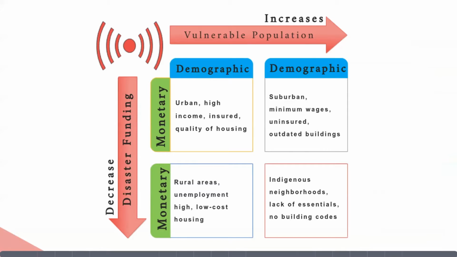Suburban areas are considered more vulnerable because the population exists on a minimum wage and are often surrounded by infrastructure that is either uninsured or outdated. The population most at risk on the chart is indigenous neighborhoods, where their vulnerability is significantly high, but they have little funding following a disaster. This is largely due to lack of communication and lack of investigation within indigenous areas.